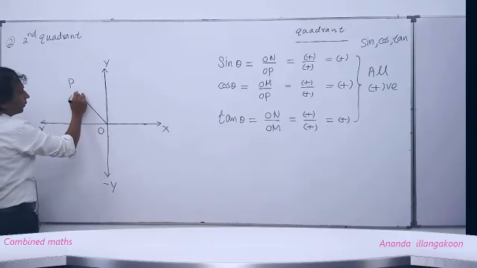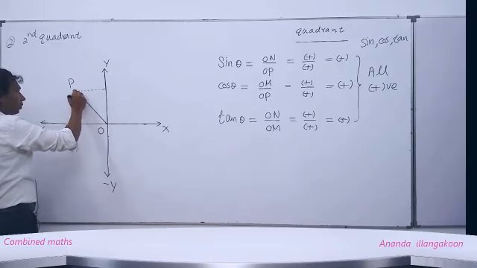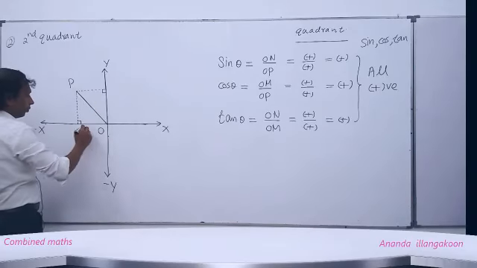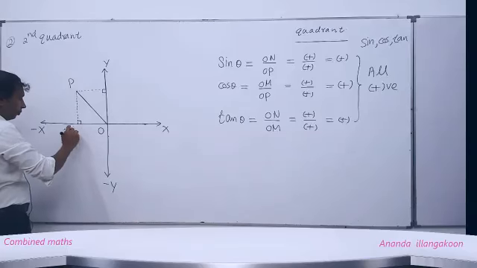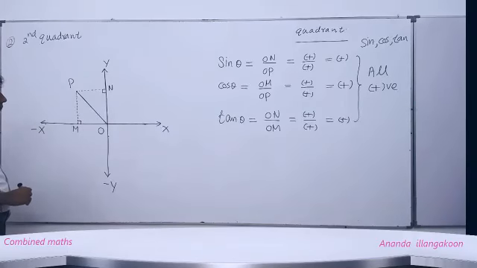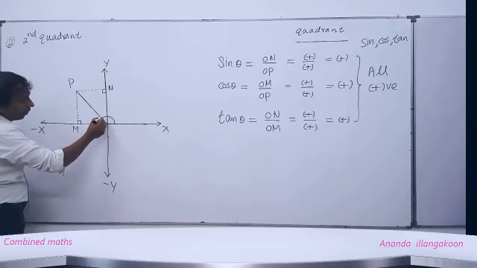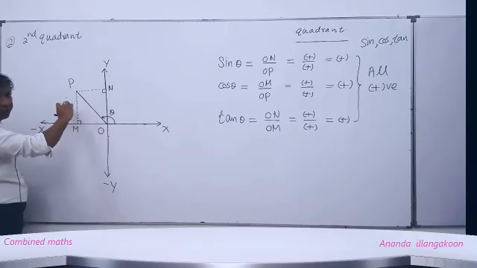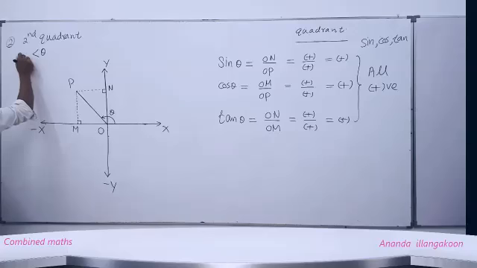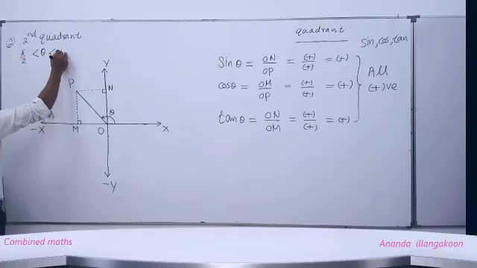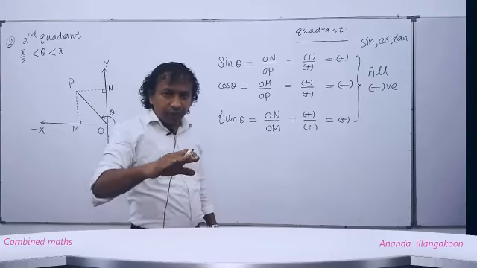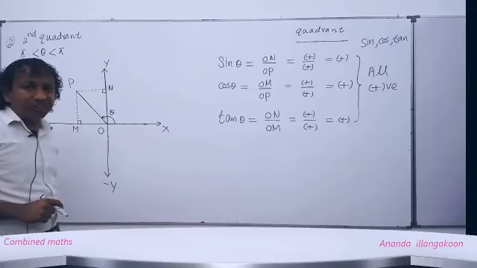Now we drop perpendiculars. This is M. Now what is the angle? This is the angle. When this OP is in the second quadrant, people, theta is greater than 90, pi by 2, but less than 180. Correct, no? When OP is in the second quadrant, theta is greater than 90 and less than 180.